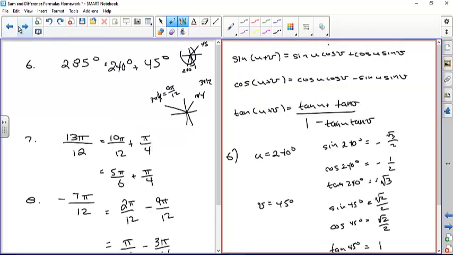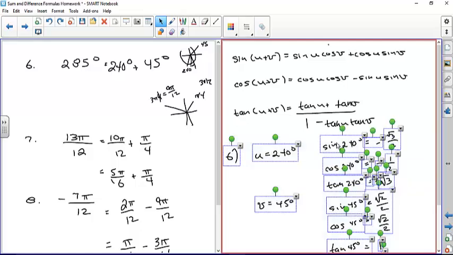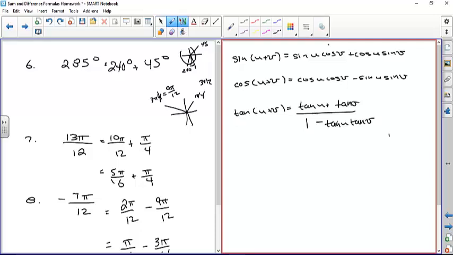Okay, so the next one is this one right here, number 7. So what I'm going to do is I'm going to keep those formulas. I'm going to take this stuff and shift it out of the way. I'm going to delete it. So 7.